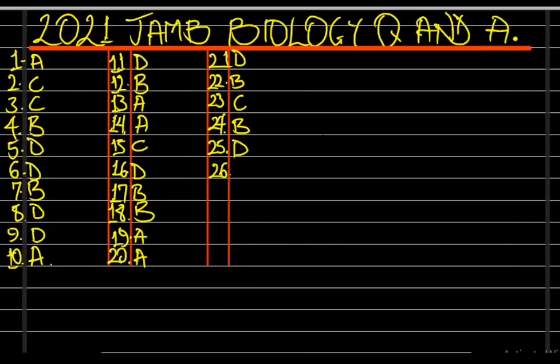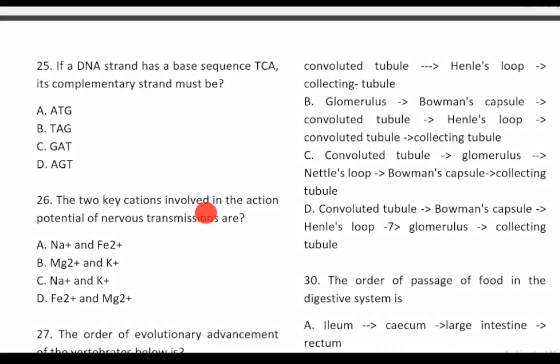And then question 26. The two key cations involved in the action potential of nervous transmissions are sodium ion and ferrous. We have magnesium and potassium. We have sodium and potassium. We have iron 2 plus and magnesium 2 plus. Now the substances that are responsible for potential difference or action potential across the nervous transmission are sodium and potassium, and that is where we have what is referred to as the sodium potassium ATPase.